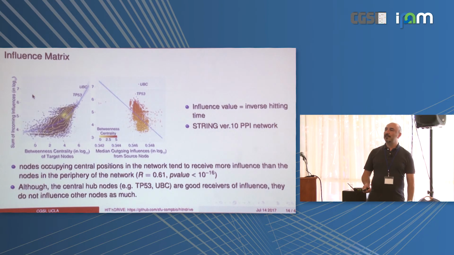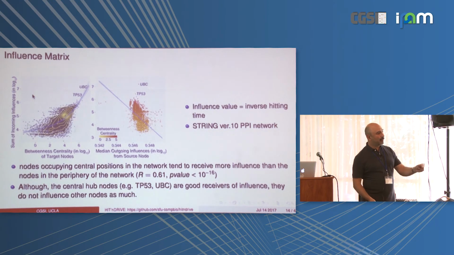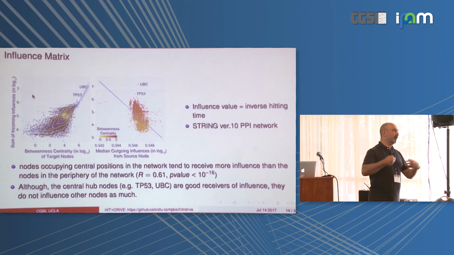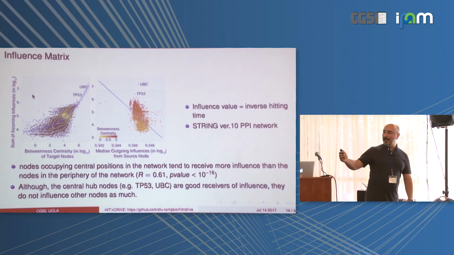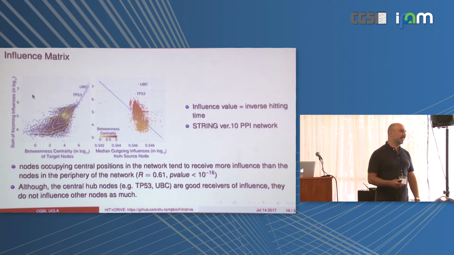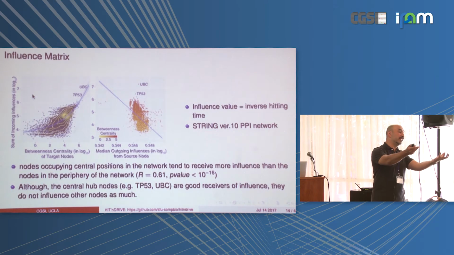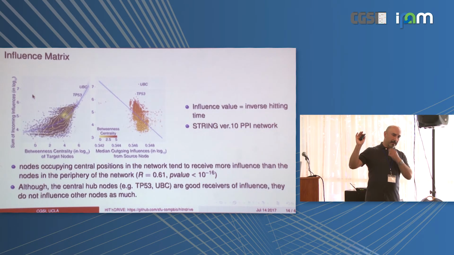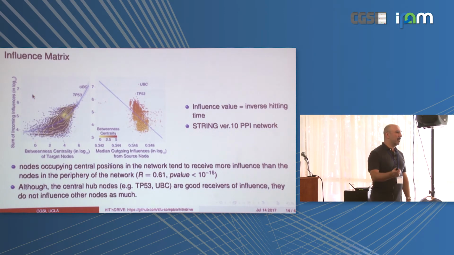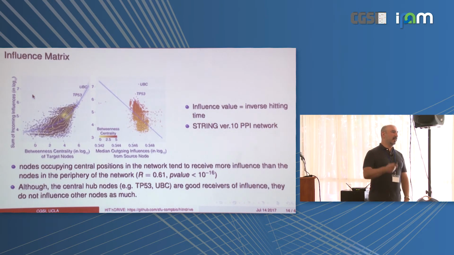And it turns out that network centrality is not necessarily a good measure of influence. It is a good measure of incoming influence. So a node like P53 is a good receiver of influence, but it's not necessarily a particularly good influencer. So this makes this measure actually pretty good for identifying rare drivers, because there'll be some drivers which are not central, but their influence over the rest of the network can be pretty high.